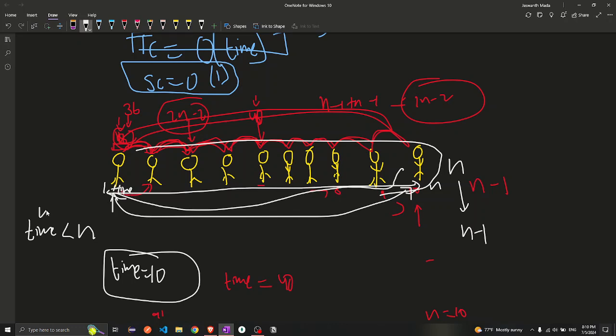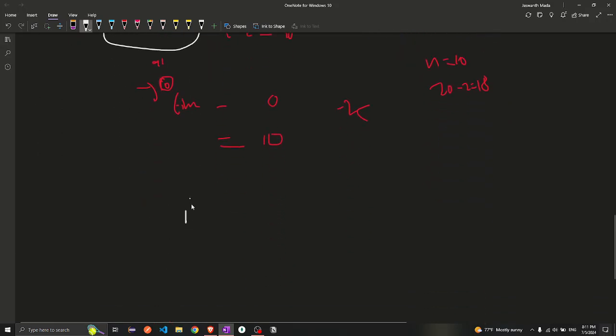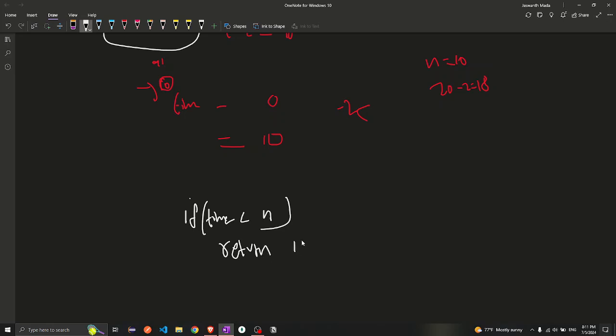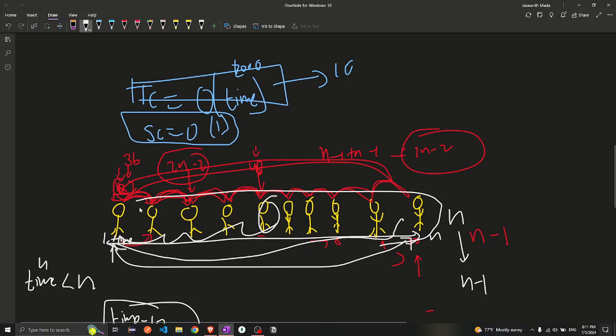Suppose the time remaining is 4. 1 plus 4, which is 5. 1 plus 1, 2, 3, 4. This guy is 5, right? So if my time remaining is less than n, I'll just return 1 plus time, because the pillow is starting from this guy and it will be reaching till the time becomes 0. So if we have 4, it will be 1, 2, 3 and 4.